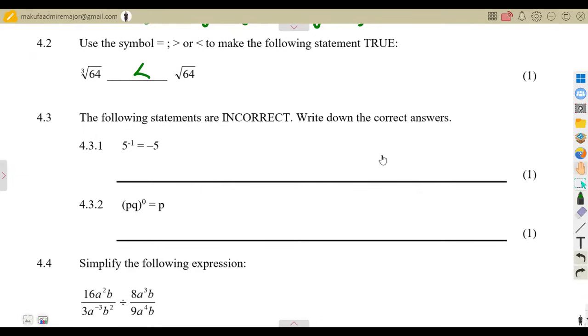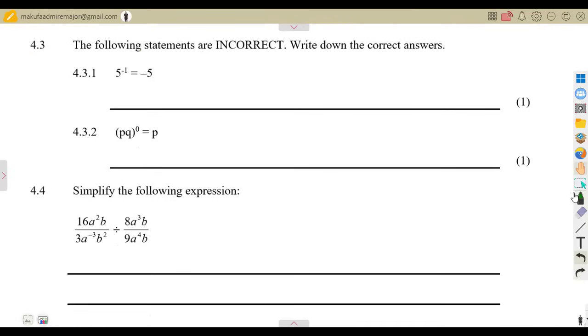All right. The following statements are incorrect. Yes, very, very incorrect. These are not correct. 4.31. Write down the correct answers. You've seen that they are incorrect. Yes, now write down the correct answers.